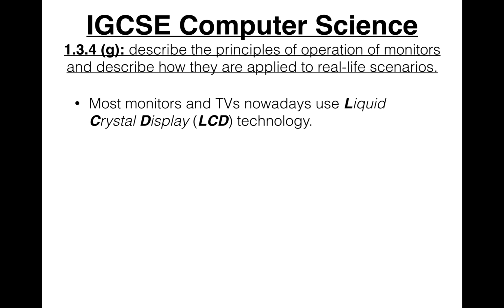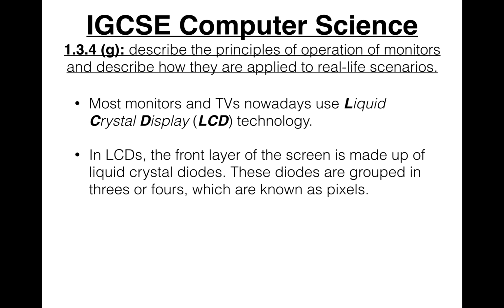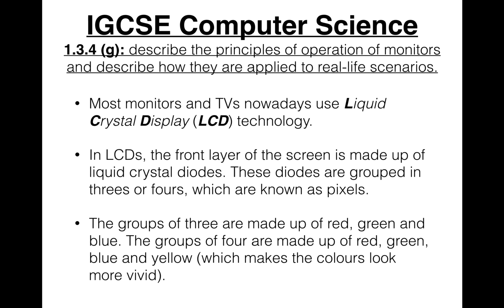So most monitors and TVs nowadays use LCD, or liquid crystal display technology. And in LCDs, the front layer of the screen is made up of liquid crystal diodes. And these diodes are grouped in 3s or 4s, and these are known as pixels. The groups of 3s are made up of red, green, and blue. The groups of 4 are made up of red, green, blue, and yellow, and the yellow makes the colors look more vivid.